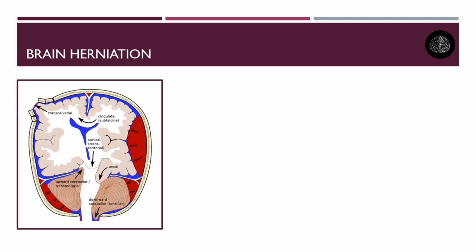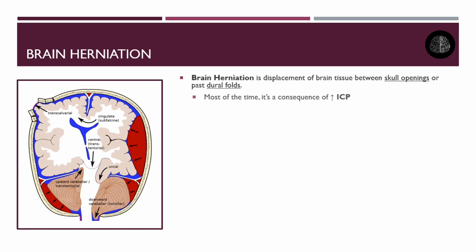So brain herniation is displacement of brain tissue between skull openings or posterior folds. And I'm guessing you guys took already a presentation on intracranial pressure. Brain herniation is the most common presentation of increase in intracranial pressure as a consequence. And there are three major subtypes that you guys have to know.